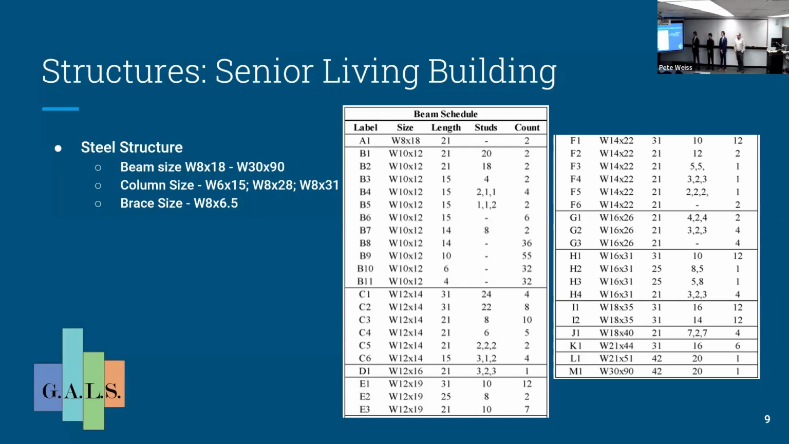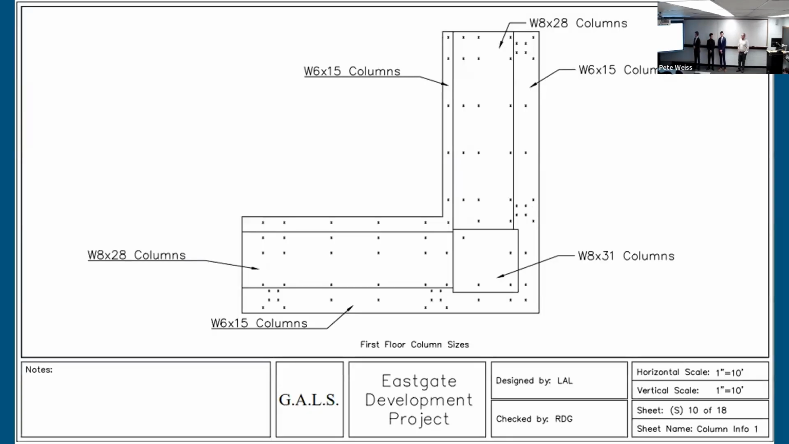Here is the table of our beam schedule. This looks like a lot, but it's because we utilize shear studs, which I'd be happy to answer any questions you have about at the end of the presentation. And here are the columns for the building. We range from W6x15 all the way up to W8x31 columns, and they're based on how much load they're taking, span lengths, and where they are in the building.